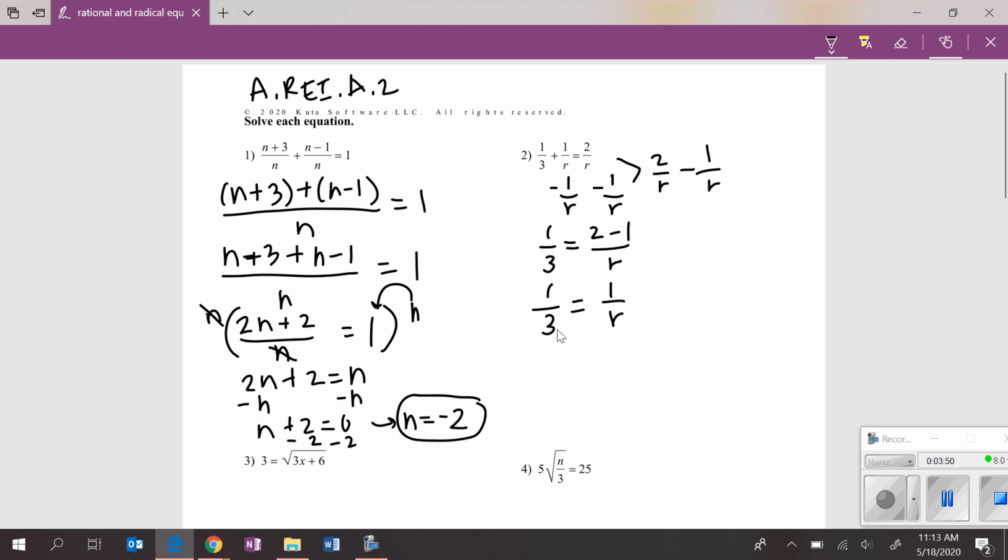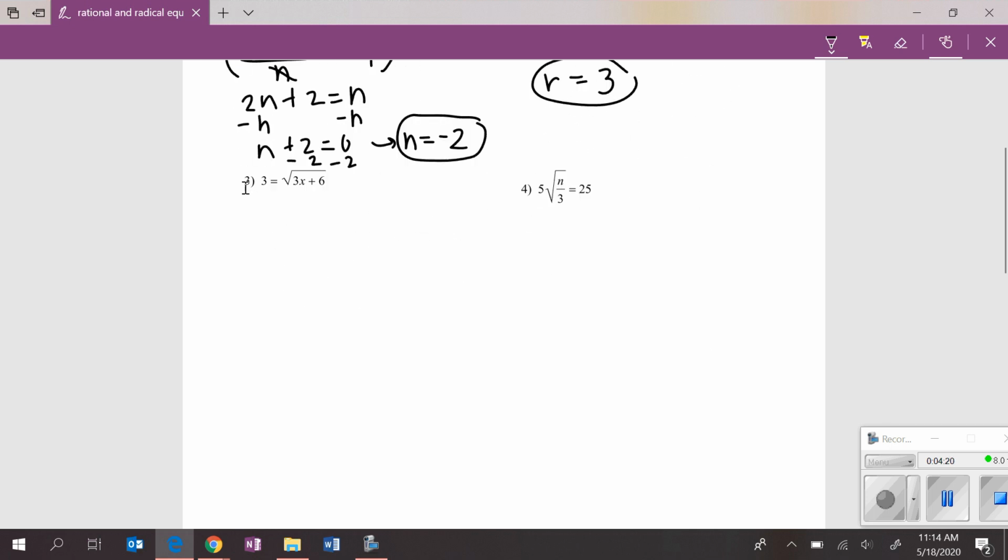Now, if you pay very close attention, 1/3 has to equal 1/3 because there can't be anything else it can equal. So r must equal 3. If you didn't notice that, don't worry. There's just one more step you'd have to do, which is cross multiply and get r equals 3. Same answer, slightly different method, and we are good. Okay.